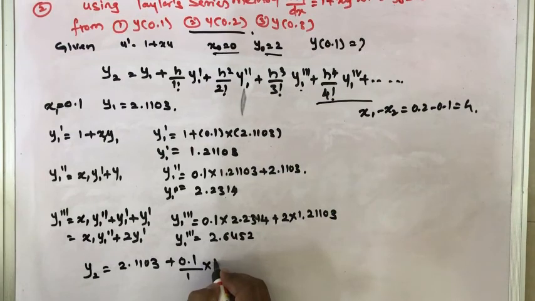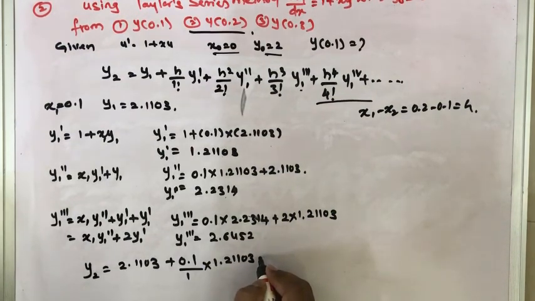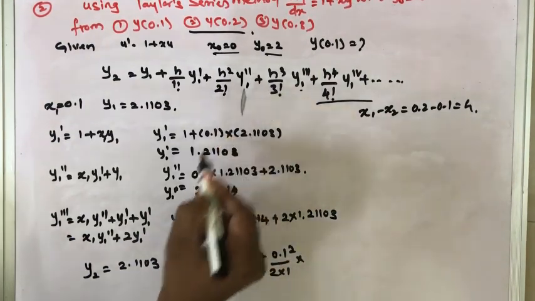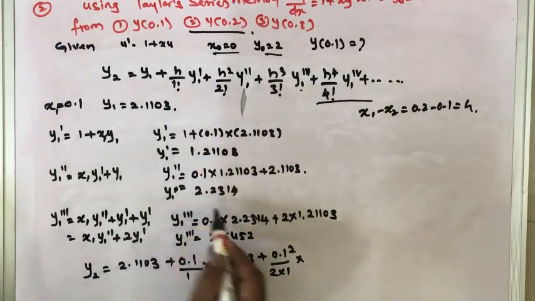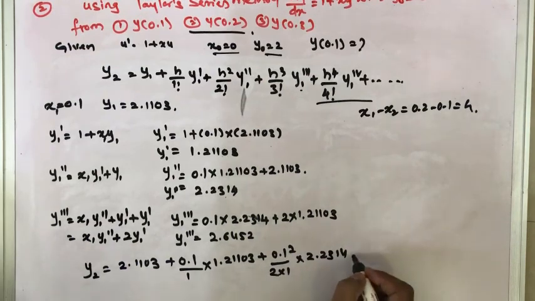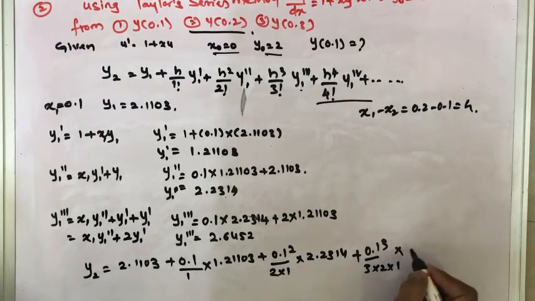Y1 dash is what we are getting, 1.21103, plus 0.1 square divided by 2 factorial into y1 double dash. Y1 double dash is 2.2314, plus 0.1 cube divided by 3 factorial into y1 triple dash, which is nothing but 2.6452.